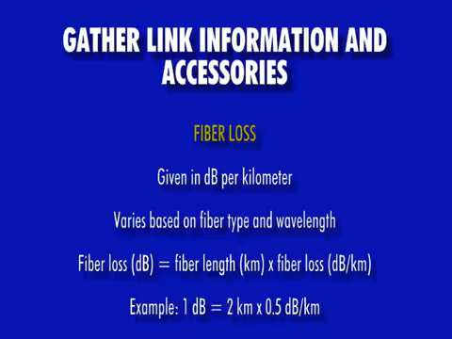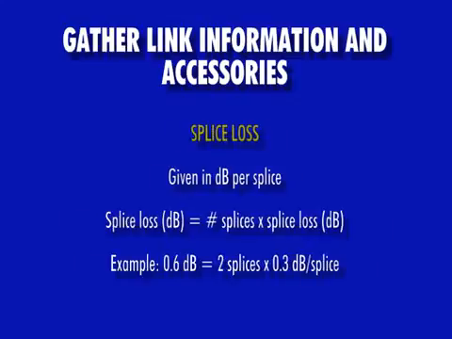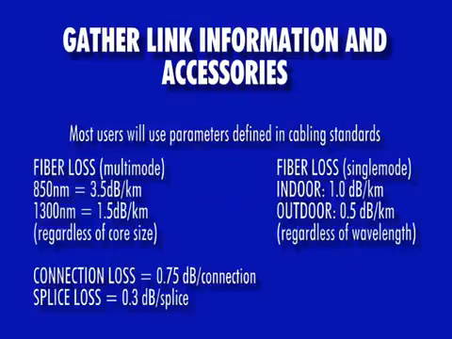Fiber loss is given in dB per kilometer and varies based on the fiber type and wavelength. To calculate fiber loss, multiply the fiber length in kilometers by the fiber loss. Connection loss is the number of connections multiplied by the dB loss per connection. Splice loss is the number of splices multiplied by the dB loss per splice. Most users will follow the fiber, connection, and splice loss specified in cabling standards, such as the TIA 568.